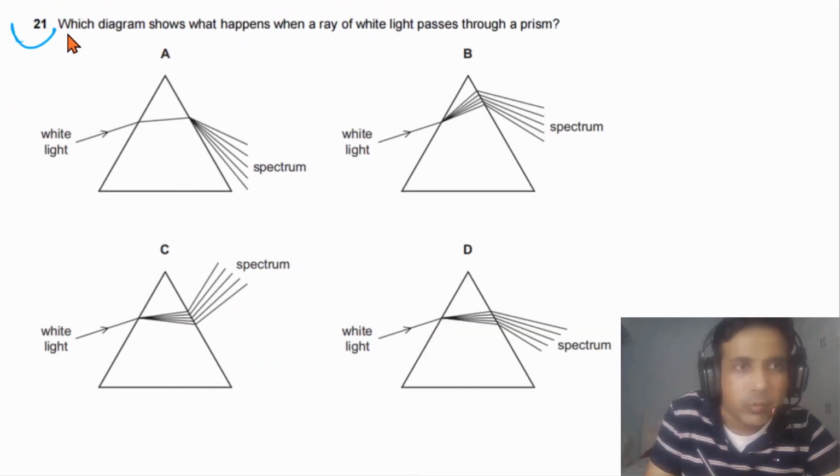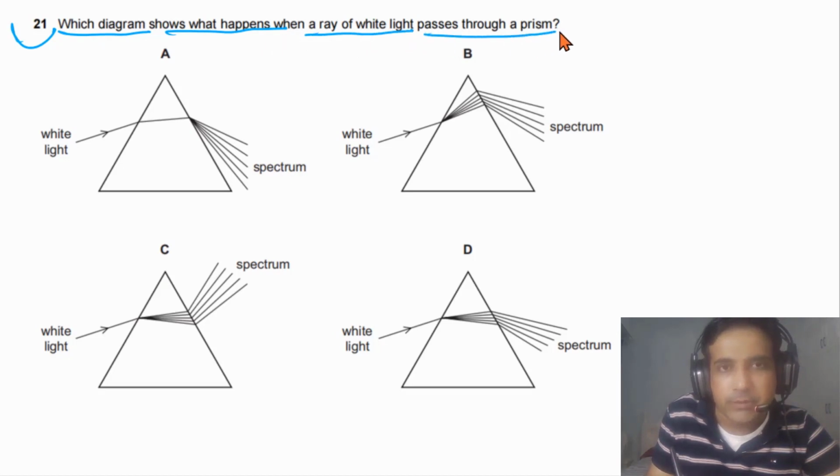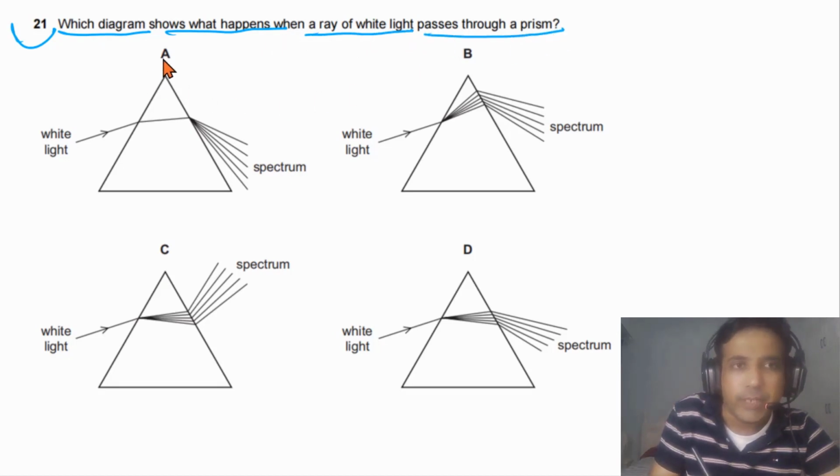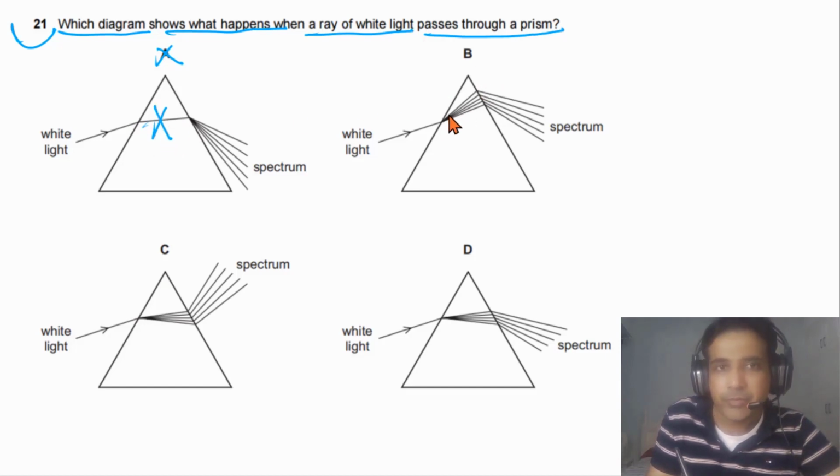Question 21 says, which diagram shows what happens when a ray of white light passes through a prism? If you look at option A, it is incorrect because light has to disperse, and it doesn't disperse in glass. If you look at B, light has to bend towards the normal, but this is showing bending away from the normal. So this part is wrong.